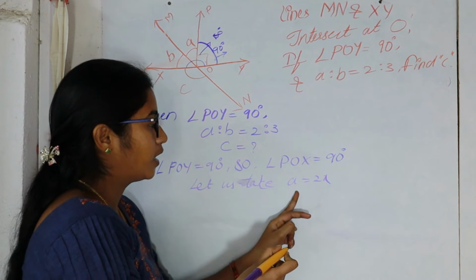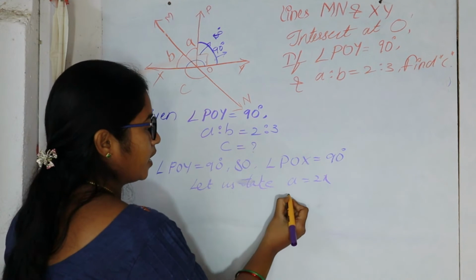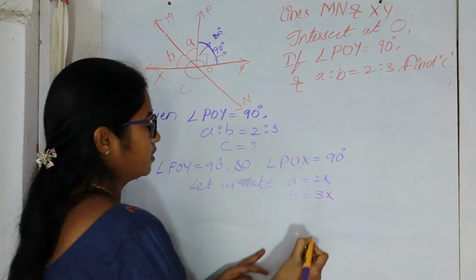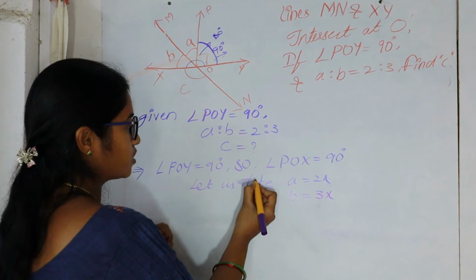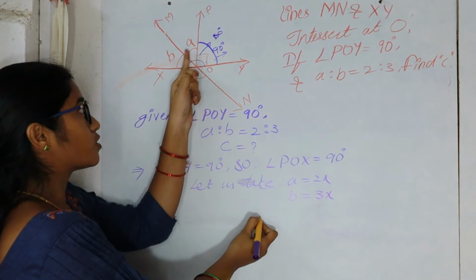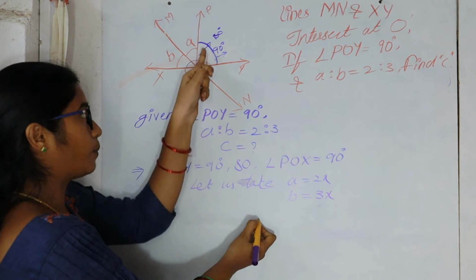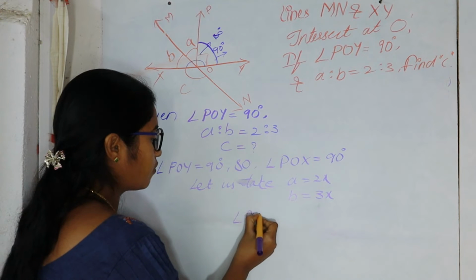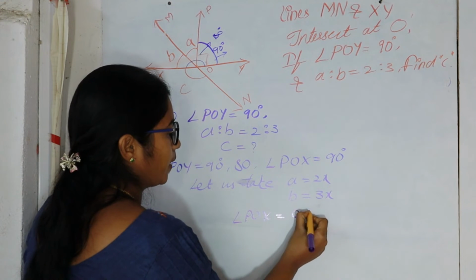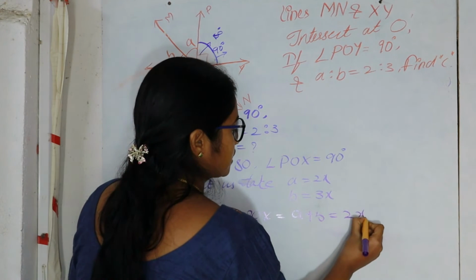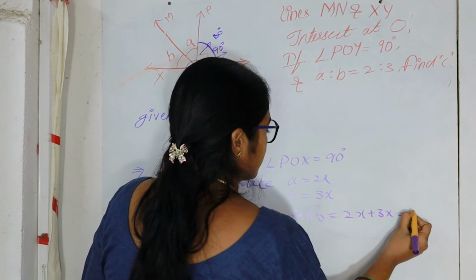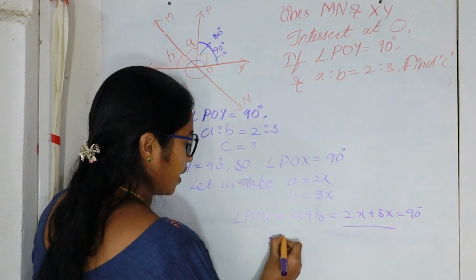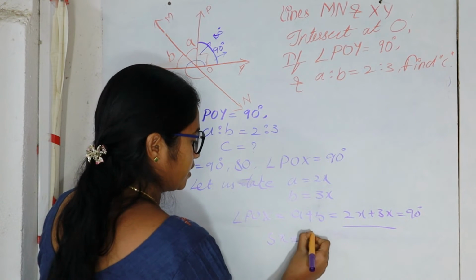Okay, so angle A equals 2x, and B we have to consider. B value is 3x. The sum of the total angles at angle POX is 90 degrees. So angle POX equals A plus B, which equals 2x plus 3x, which equals 90 degrees. Then 5x equals 90 degrees.